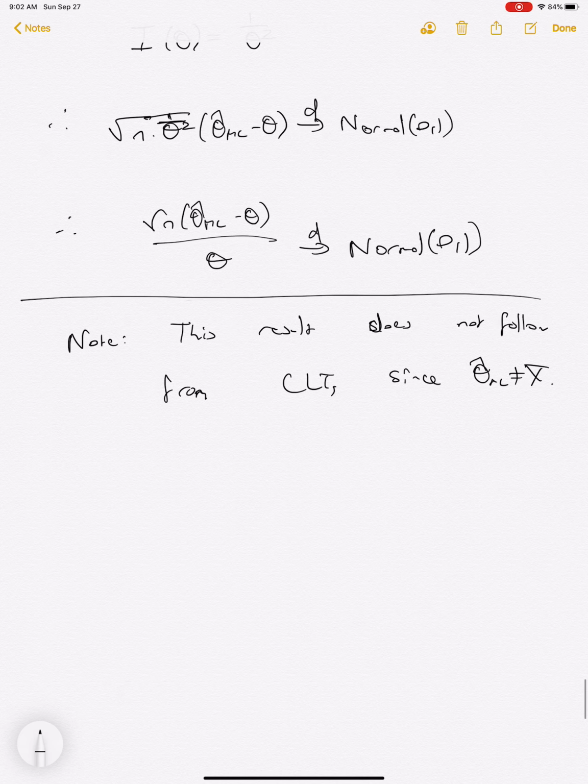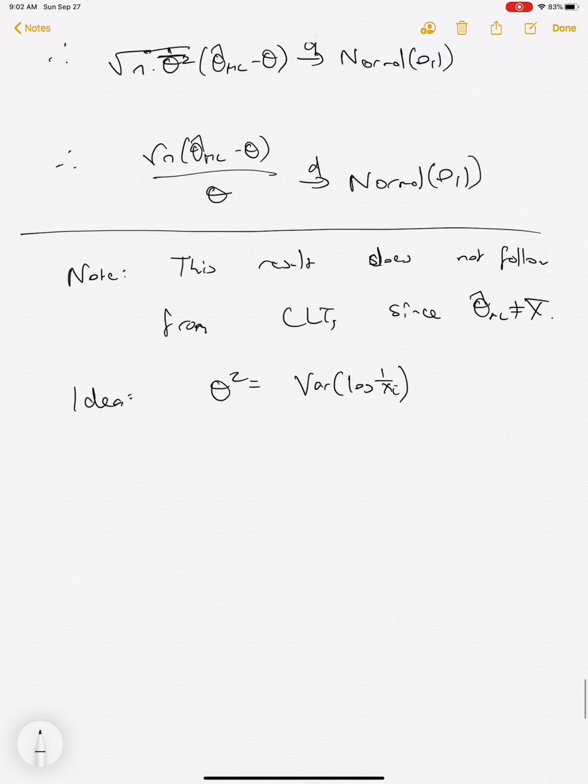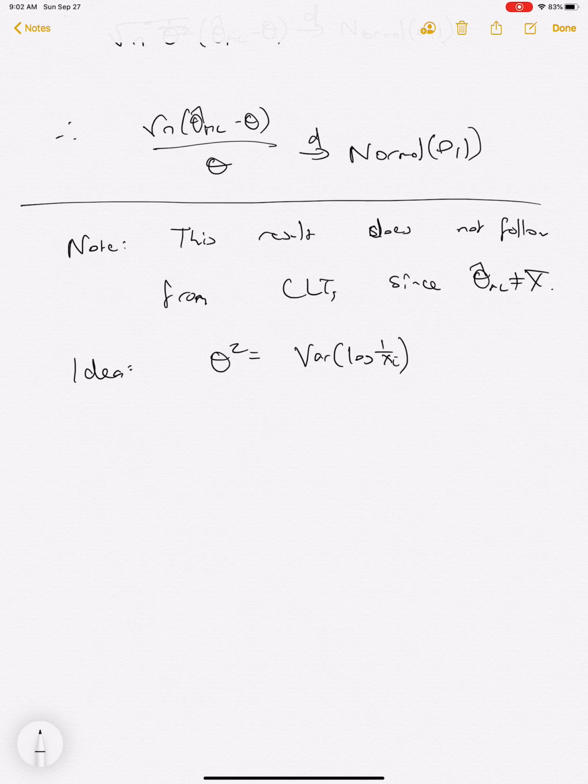And the idea behind that is that theta squared is actually equal to the variance of log of 1 over xi, rather than the variance of xi. So you can think about it like this: this is essentially where that theta comes from.